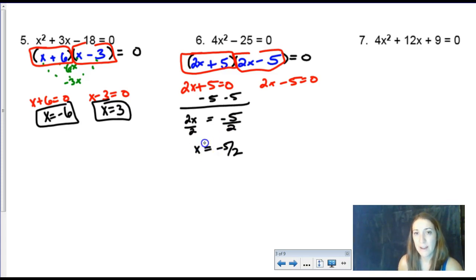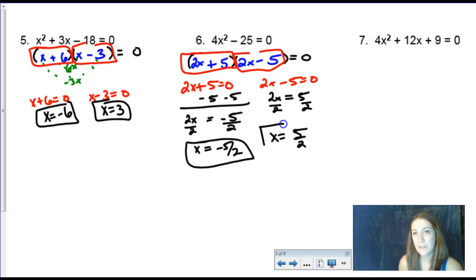Let's leave our answers as fractions. Negative 5 halves looks good to me. And you're going to get a very similar answer here when you add the 5 and divide by 2. The only difference is you get the negative and positive versions of the answers, which makes sense because of the way the pattern works. Okay.